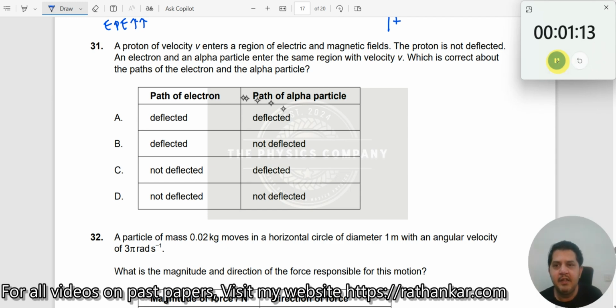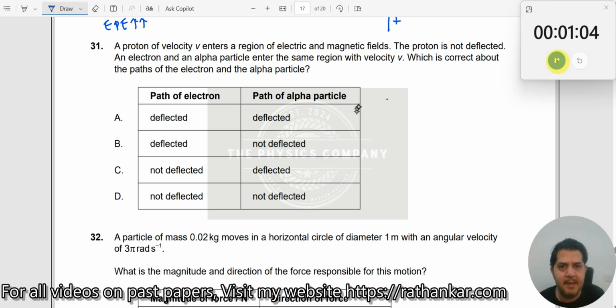Question number 31. A proton of velocity v enters the region of electric and magnetic fields. Okay. The proton is not deflected. See, if it enters an electric and magnetic field, in an electric field, it should either be accelerated or it should take a deflection like this. Okay. In a magnetic field, definitely it should take a turn.